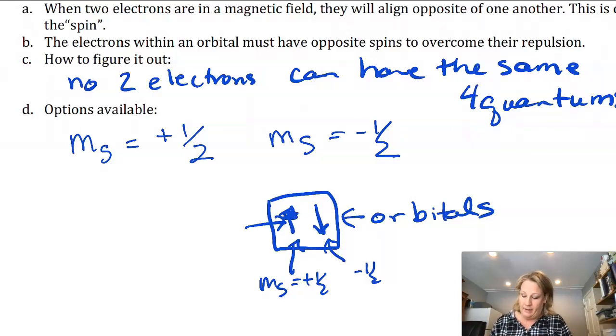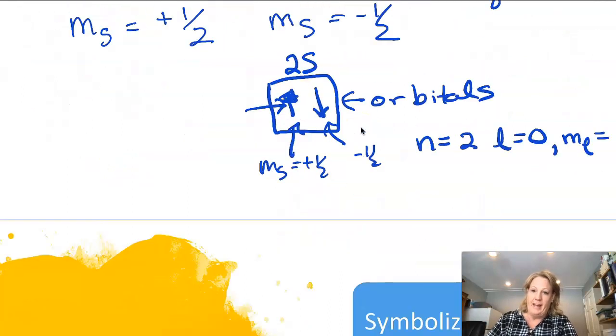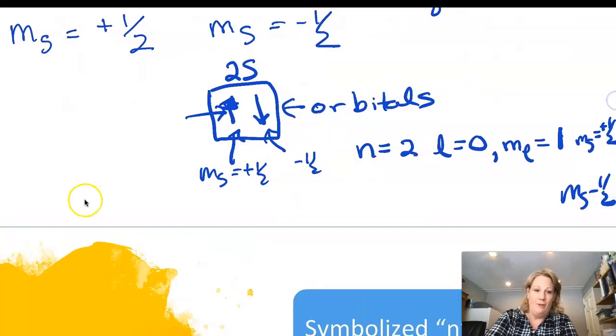So let's say this is a 2s orbital. Their n is 2 for both of them. L is 0, because L equals 0 is what we use for the S sublevel. m sub L is going to equal 0. And then m sub S is +1/2 for one of them and -1/2 for the other. So they have the same first 3 quantum numbers, but after that they do not have all 4 in common.